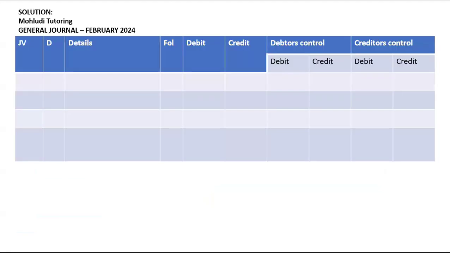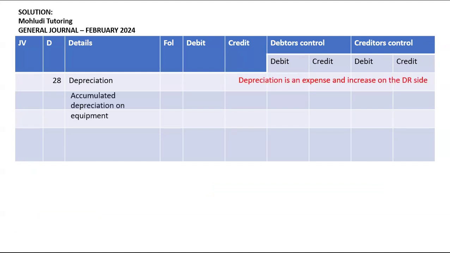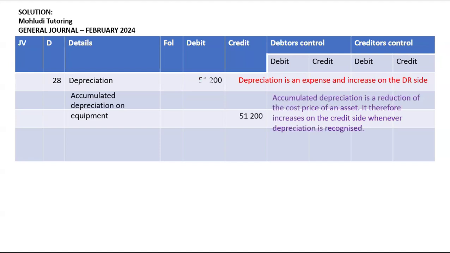When we record it, you will debit depreciation. You will credit accumulated depreciation, as we always do. It'll be recorded in the general journal. You'll debit depreciation by 51,200. You'll credit accumulated depreciation by 51,200.